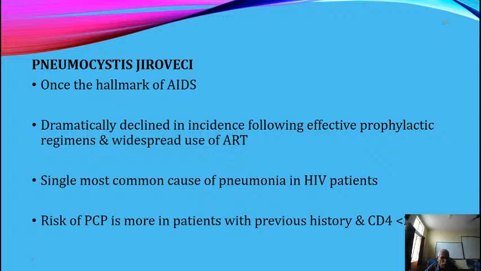A very cheap, inexpensive drug, Bactrim DS or Septran DS. If you give it for 21 days, you can start with ART. So most of the opportunistic infections can be treated with a single drug. This is Septran or Bactrim DS.